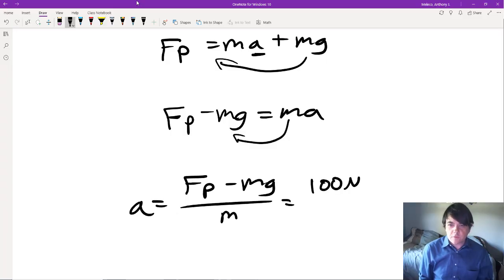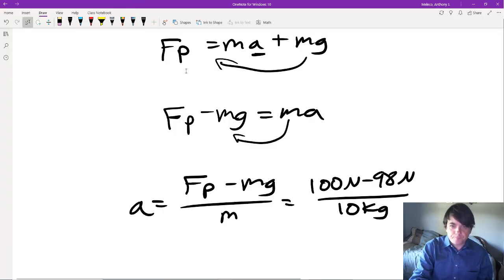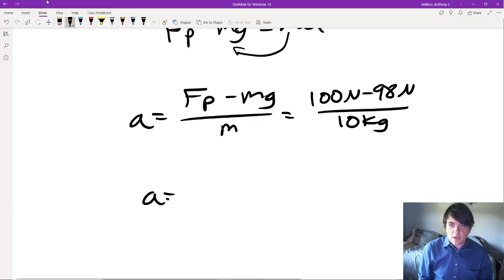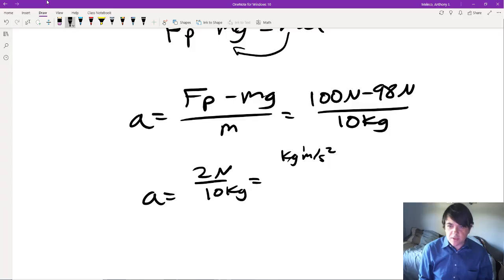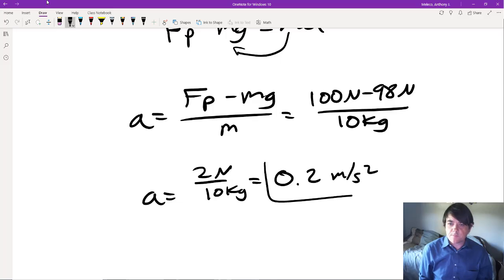So this was 100 newtons. mg was 98 newtons. This is 10 kilograms. So a equals 2 newtons over 10 kilograms. If you break the newton into components, it's a kilogram meter per second squared, so the kilograms would cancel and you'd be left with units of meters per second squared, which is the unit of acceleration. So this is 0.2 meters per second squared. Okay.